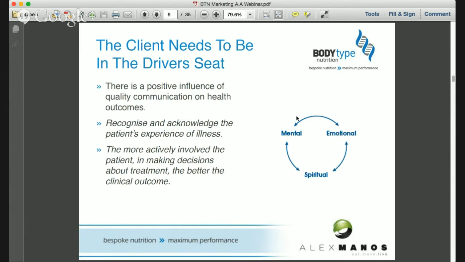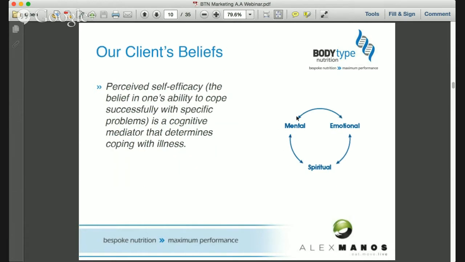So we are really the guides. We can show the client which routes they can take while they're in the driver's seat, but they have to almost be the authoritative figure, I think, within that relationship. We can support them as best we can. And on that note, perceived self-efficacy, so the client's belief in their ability to cope successfully with whatever problem, condition, or disease they have, is a cognitive mediator that determines coping with illness. And a mediator is essentially something that keeps the disease or that current state going, which we'll get onto in a little bit more detail in a second.